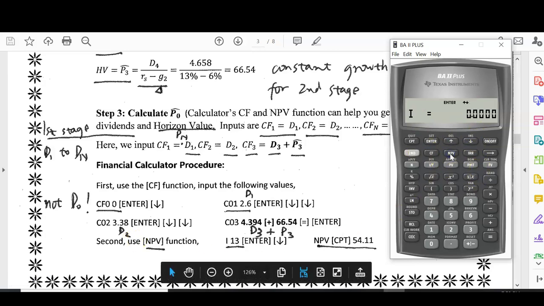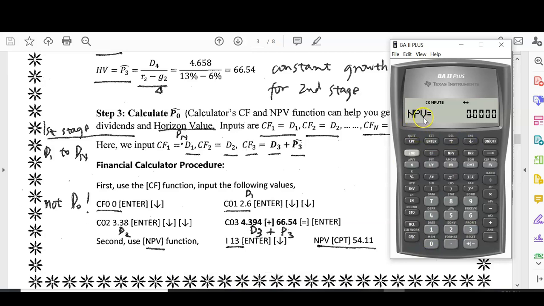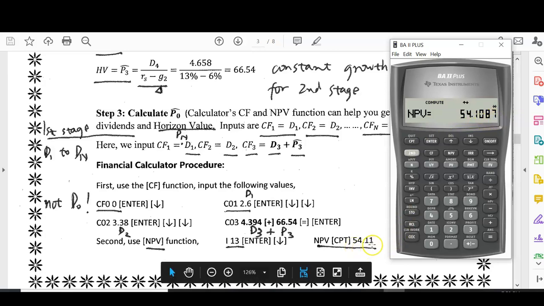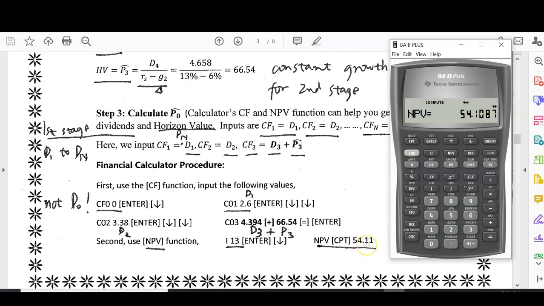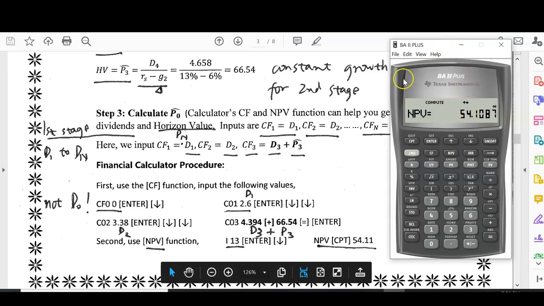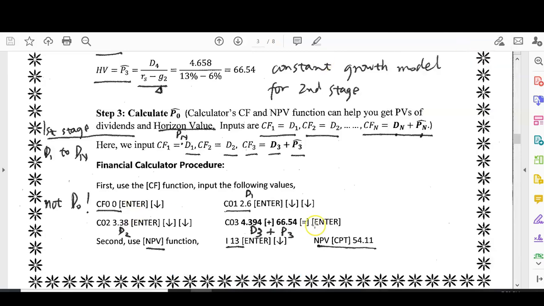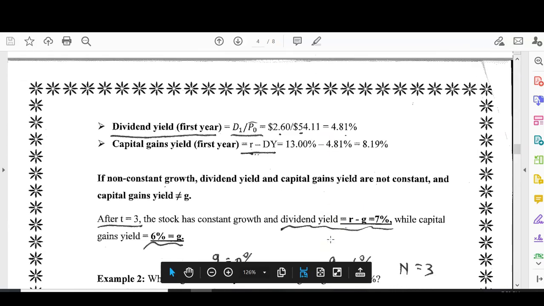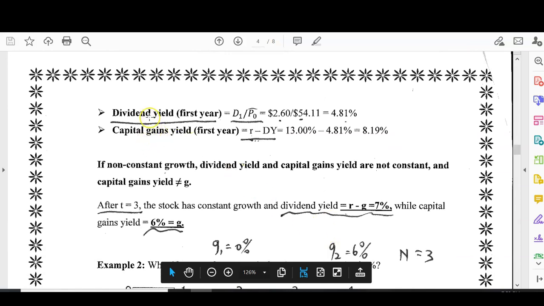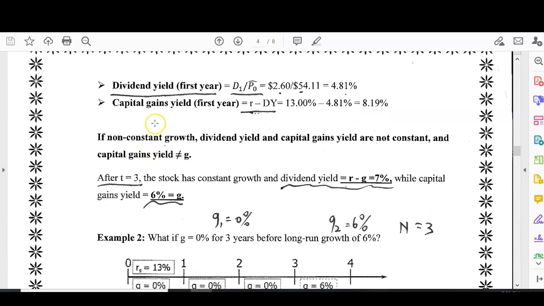Now I go to the NPV function, I input I equals 13, enter, down button, then I come to NPV, and the screen reminds me I can press compute. I have 54.1087 as my P0, which is about 54.11. Let me minimize this calculator window and continue with this example about how we can calculate dividend yield and capital gains yield for both stages.